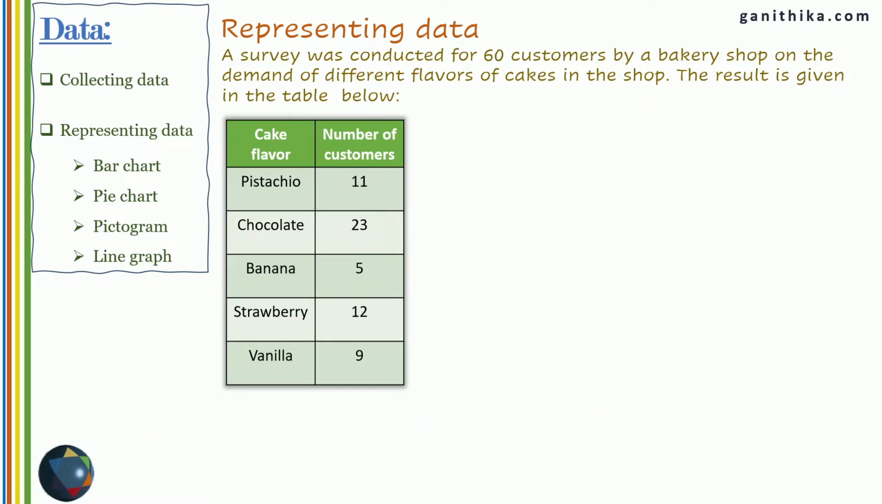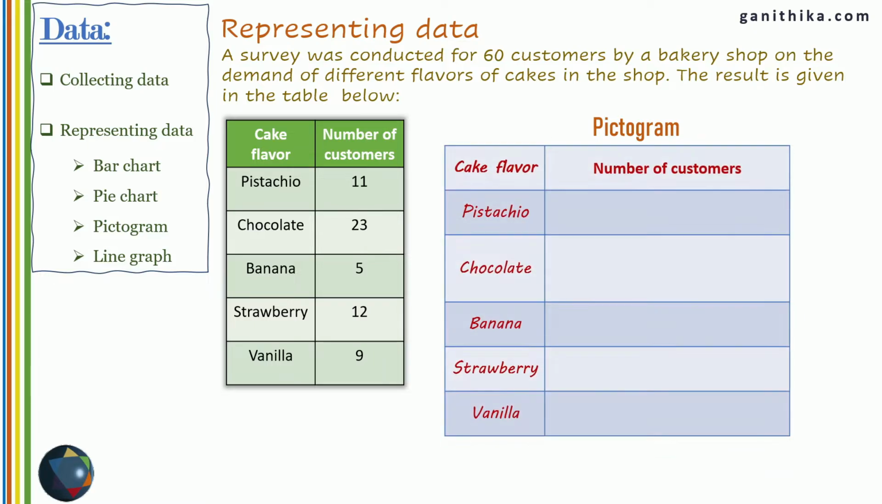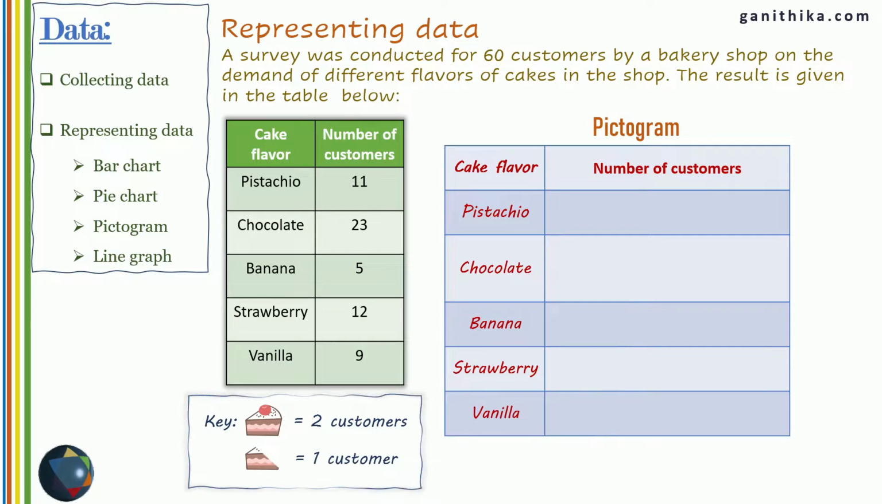Next, we will move on to pictogram representation of the same data. For the pictogram, we'll use the same table as before, but instead of numbers, we'll use pictures. In this case, I'm going to use this picture as the key for 2 customers. So one piece of cake for 2 customers, which means half a piece of cake will be for 1 customer.